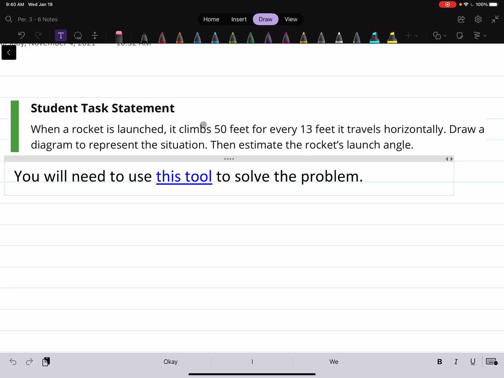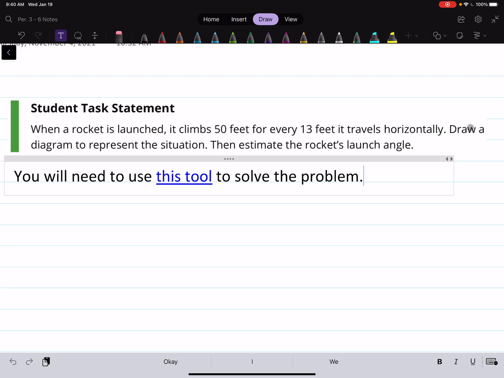So when a rocket is launched, it climbs 50 feet for every 13 feet it travels horizontally. So automatically you can think, this looks like slope, right? It reminds you of slope. Climbs 50 feet, goes up 50 feet, for every 13 feet, rise over run, right? Travels horizontally. Draw a diagram to represent the situation.